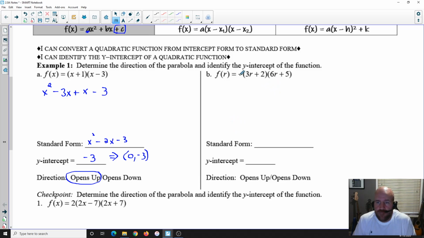So second example, a little bit different. I mean, we got more going on here, but it's the same format. We're going from intercept form to standard form. So we're going to kind of forget about this negative out here for a moment. Go ahead and multiply these together.